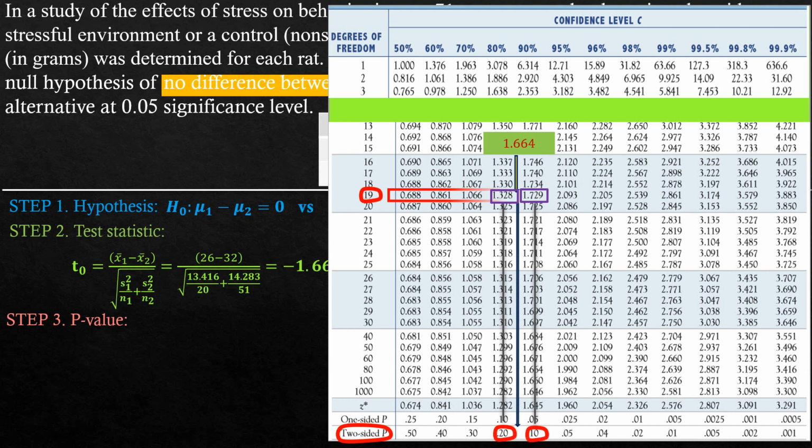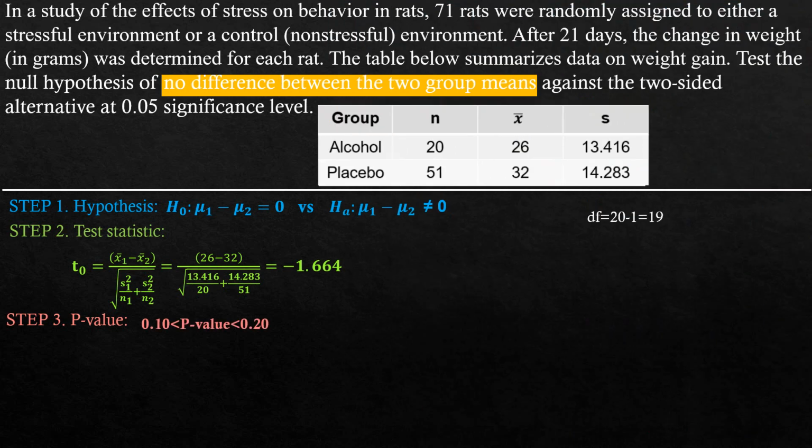Therefore, we can find the range of the p-value. It is 0.10 to 0.20. Again, we cannot find the exact p-value, but we can find a range for the p-value. Now we know the range for the p-value. What can we understand from this range? We know the minimum p-value is greater than 0.1 and the maximum possible p-value should be less than 0.2.